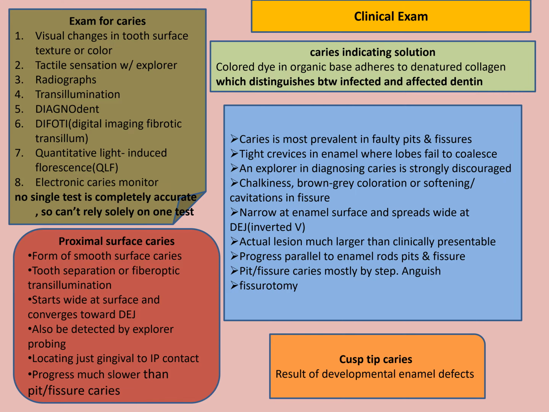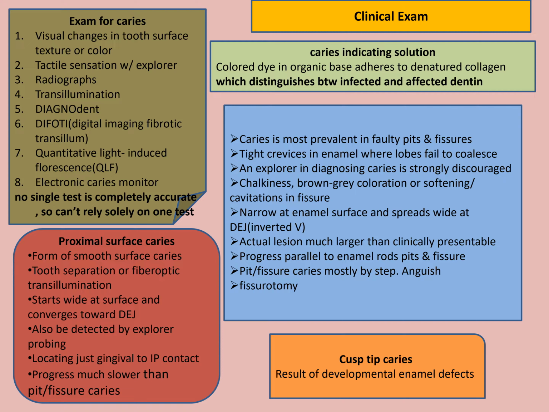So as we know, caries are most prevalent in the faulty pit and fissure, and pit and fissure become faulty or deep where the lobes don't fuse or coalesce properly. So pit and fissure caries are narrow at the enamel surface and spread wide at the DEJ. They give an inverted V appearance.